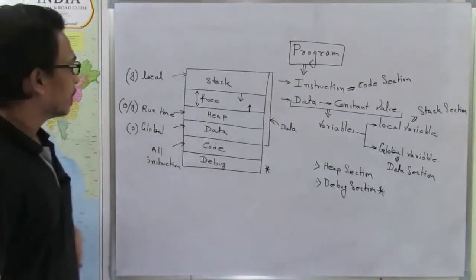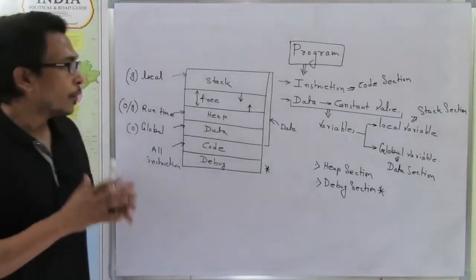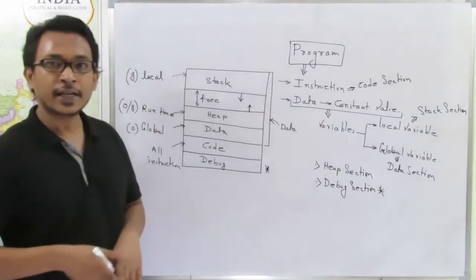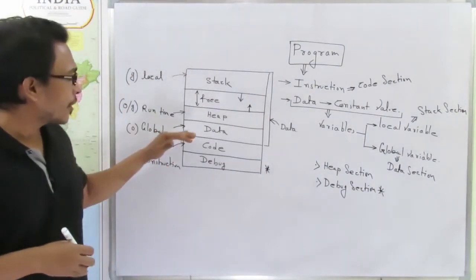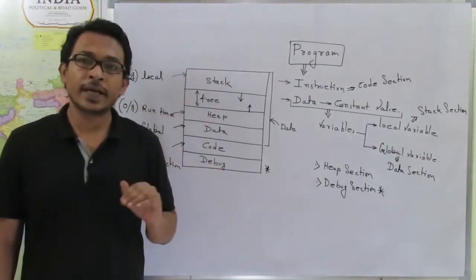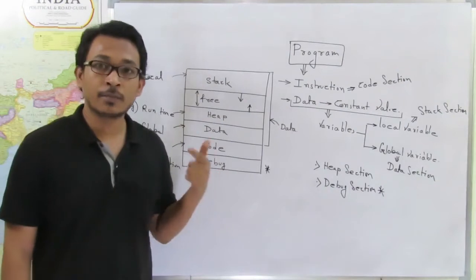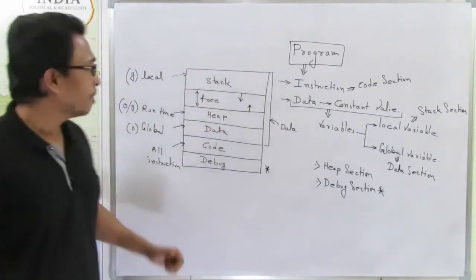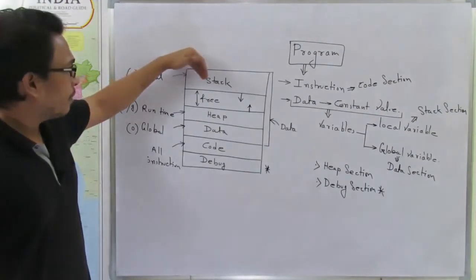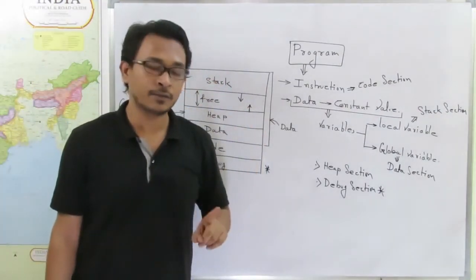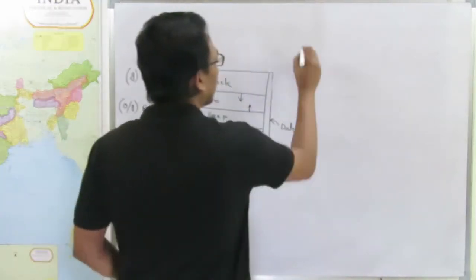Now when we work with a global variable, the memory will be allocated from the data section and that global variable will be initialized with 0. But if we declare any local variable, the memory is allocated from the stack section and initialized with a garbage value.